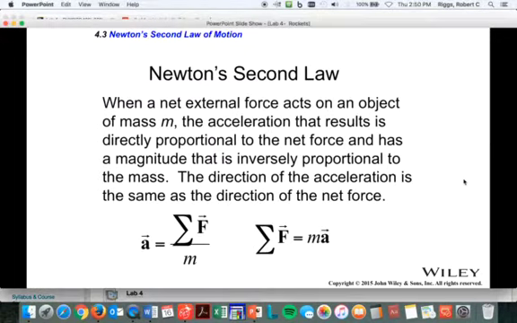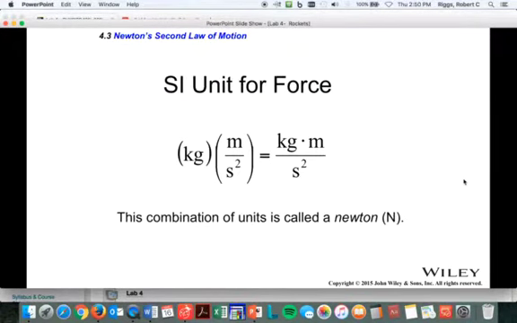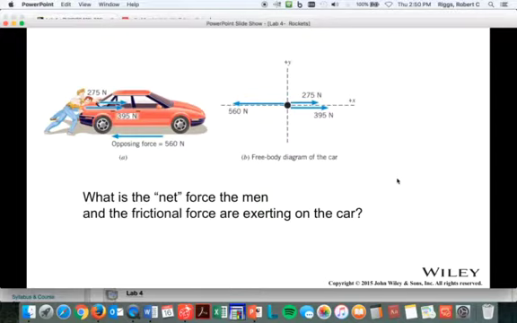Anyway, so F equals ma. The unit for force is a kilogram times an acceleration, and we call that a newton. In this scenario, what is the net force the men and the frictional force are exerting on the car? We've got two men, one pushing with 275 newtons this way, one with 395 newtons this way, one with 500, and then the frictional force working against them is pushing this way at 560 newtons. Let's see what that is.